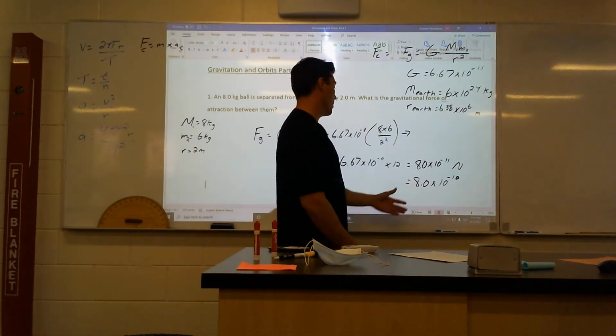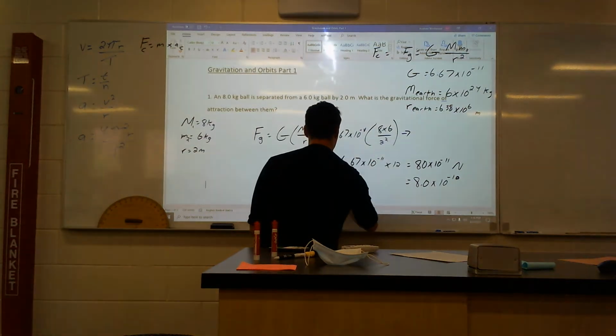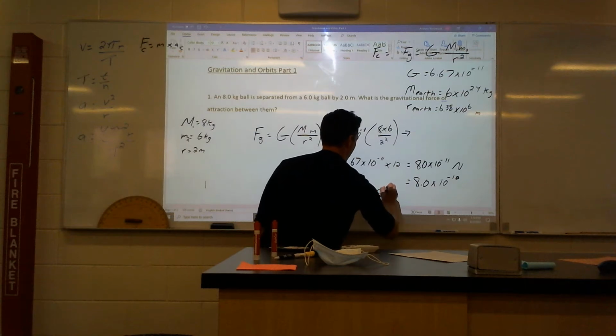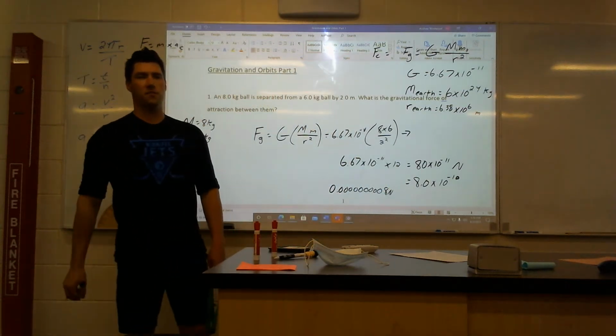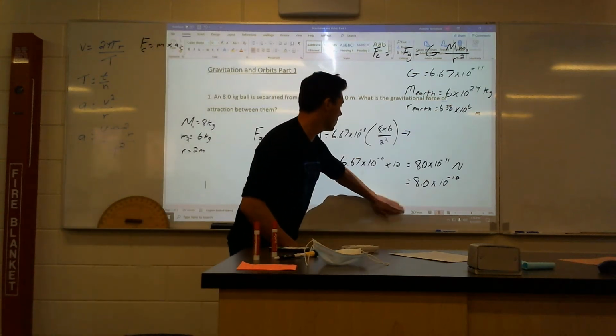So if you were to write this out in non-scientific form, I'd go 0.1, 2, 3, 4, 5, 6, 7, 8, 9, with 8 newtons. That's how much force they put on each other. Not a lot, which makes sense. They're two very small objects.